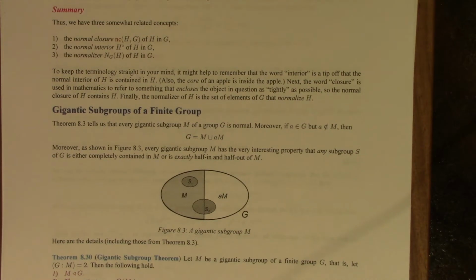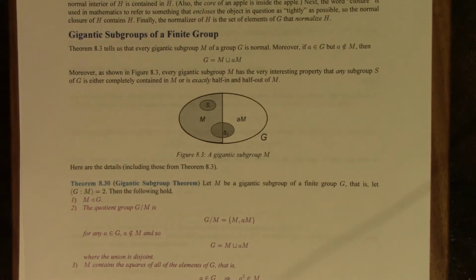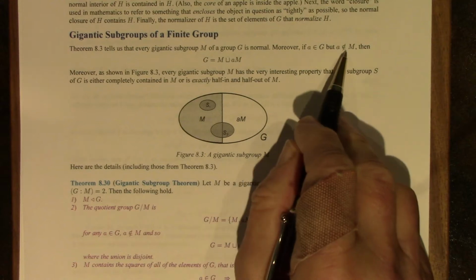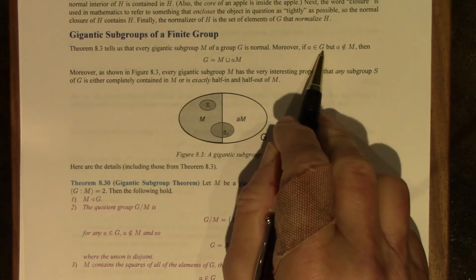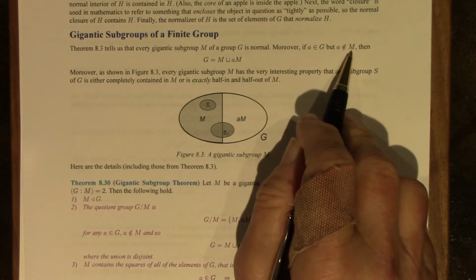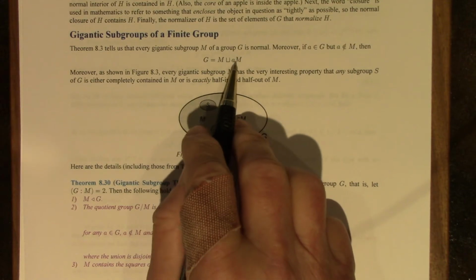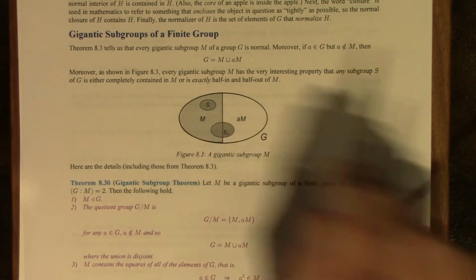We are talking about normality, and I want to talk a little bit more about gigantic subgroups of a finite group. We have seen earlier that every gigantic subgroup is normal in the full group. Also, if M is a gigantic subgroup of G, and we take an element A of G that's not in M, then G is the disjoint union of M and the coset AM.